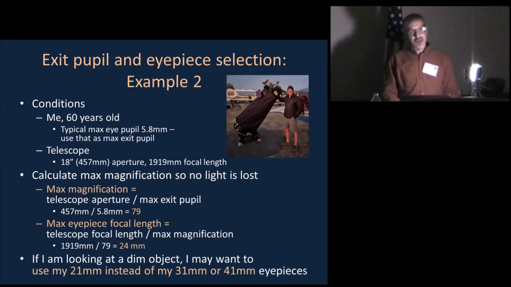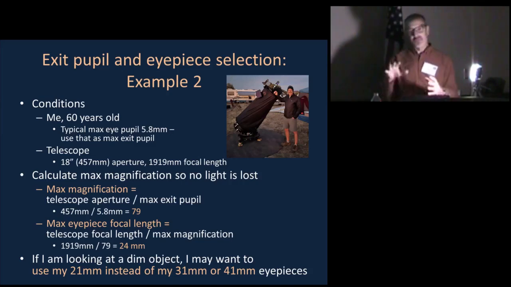But what happens if I go pull out my big telescope? So now the aperture has gone up to 457 millimeters. I take that same exit pupil, do the math there, I get a 79x magnification. What does that correspond to? Again, go through the math and figure out that corresponds to a 24 millimeter eyepiece.